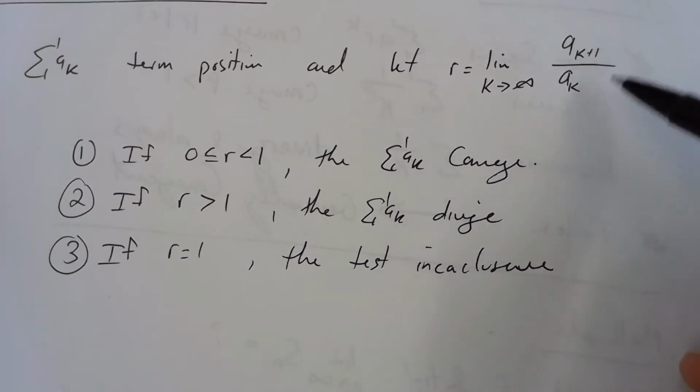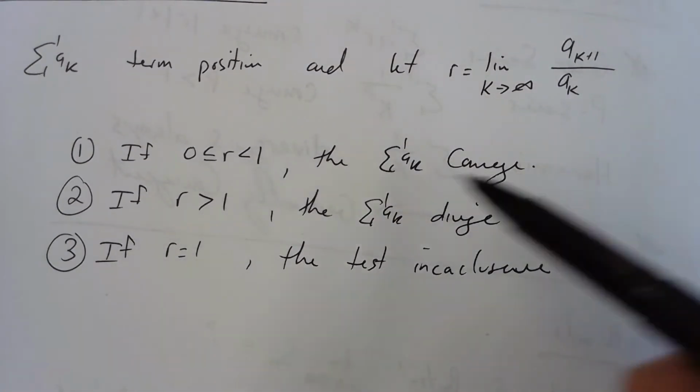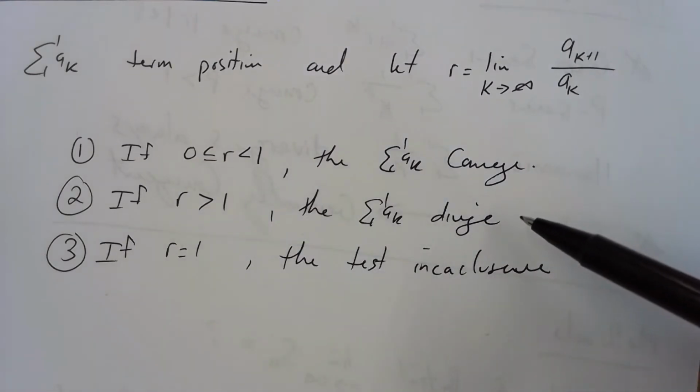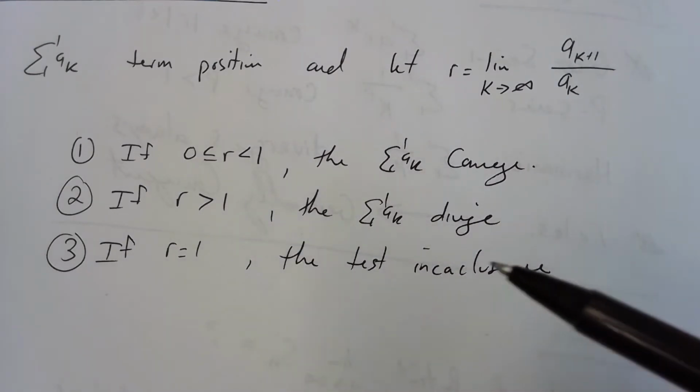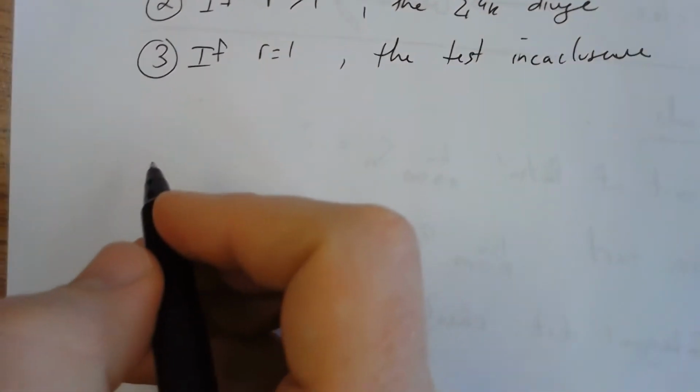Just like that, we have these 3 statements. If I get a value between 0 and 1, I have convergence. If I get a value larger than 1, I get divergence. But if r equals 1, then the method we're attempting to use doesn't work, and we have to try a new method. So let's talk about a couple of examples for this.